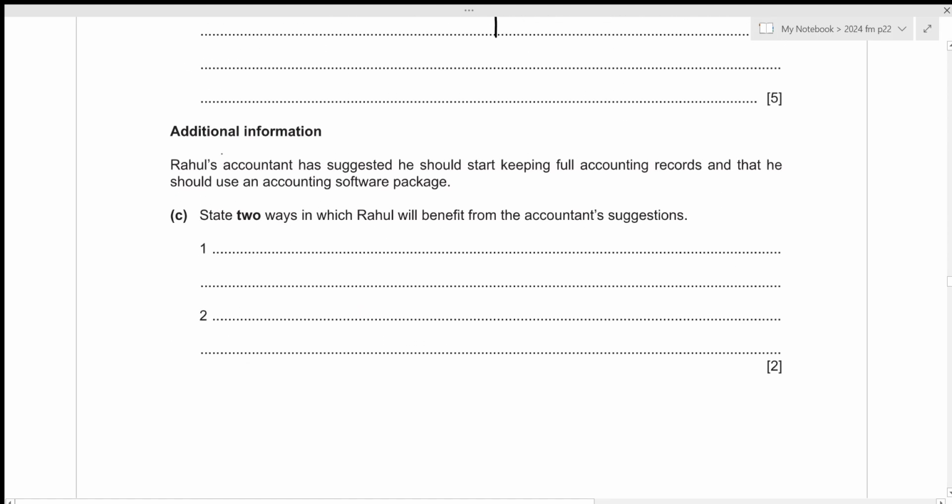We now have additional information. Rahul's accountant has suggested he should start keeping full accounting records and that he should use an accounting software package. We need to state two ways in which Rahul will benefit from the accountant's suggestions. So the first way of benefiting is now, since he has full accounting records, he will have access to more valid information about business.